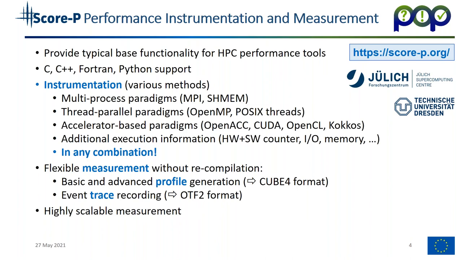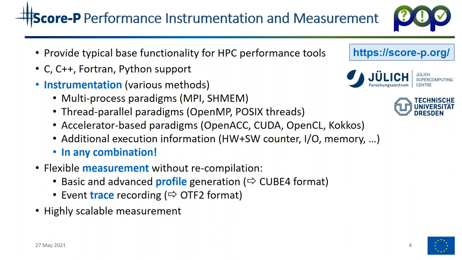First is Score-P. As I explained, it's a performance instrumentation and measurement tool for parallel applications. You can download it from score-p.org, and it's an open source community project developed by many people, but the main developers are the Technical University in Dresden and my team at the Jülich Supercomputing Center. It provides the typical functionality for an HPC performance tool. You can analyze C, C++, Fortran, and to some extent also Python applications.